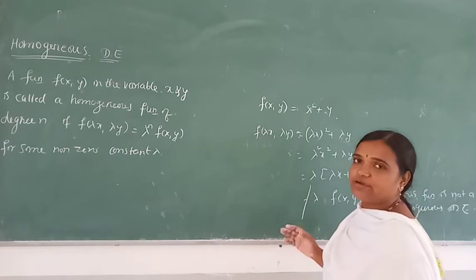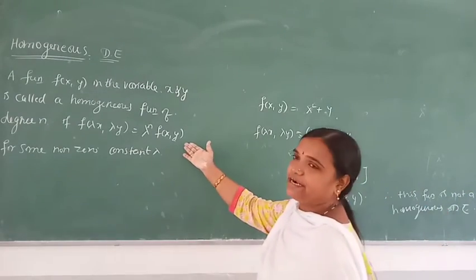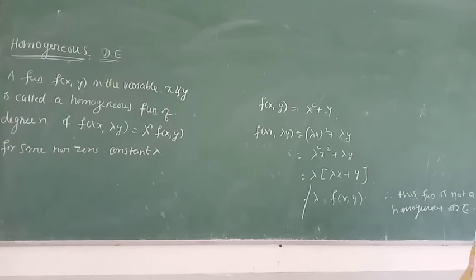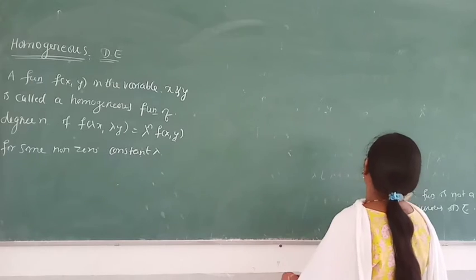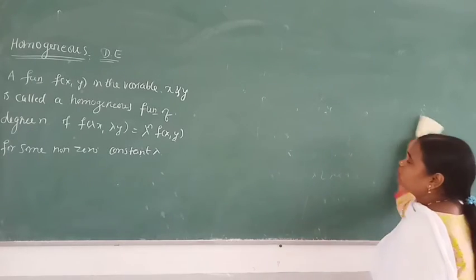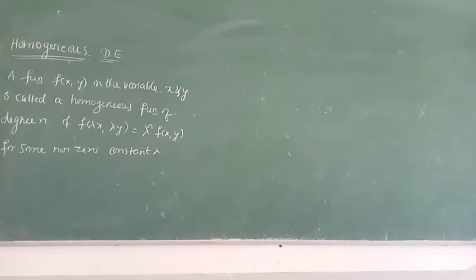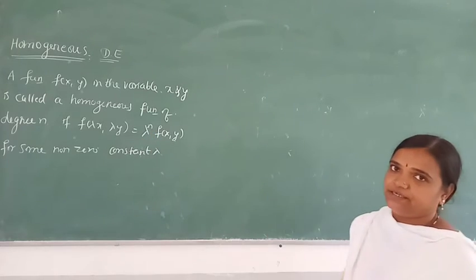x as lambda x, y as lambda y. We will not get it in the same pattern. Therefore, it is not homogeneous. Okay. These are the examples based on 2 marks questions. Verify whether the given function is a homogeneous function or not, and this lambda to the power n represents the degree.